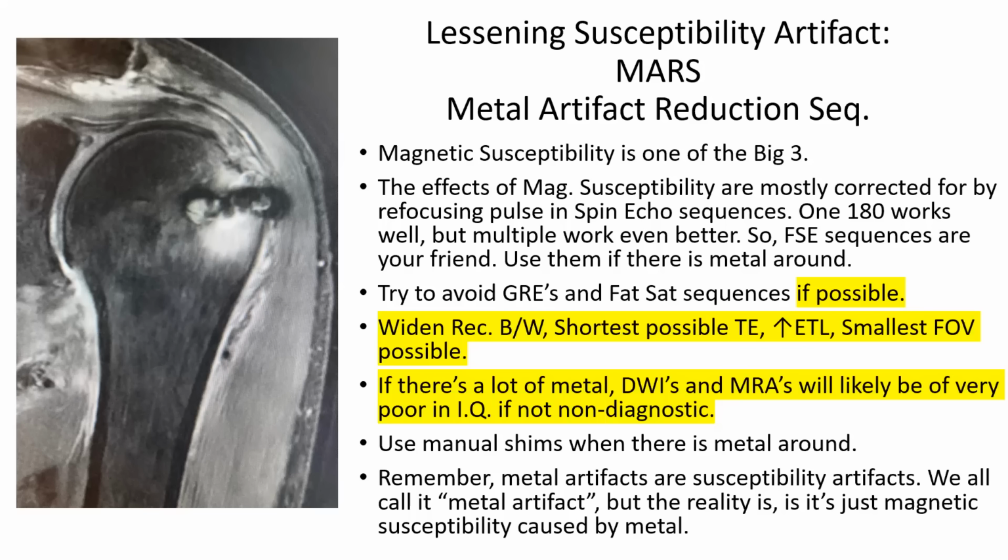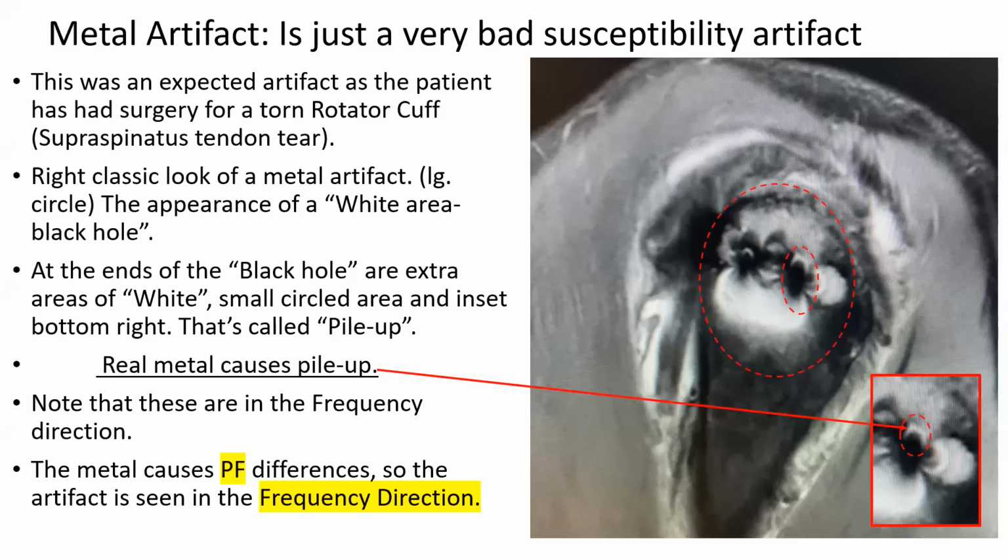So over on that oblique coronal of the shoulder, this person has had a rotator cuff repair, and there's some metal in there. There's not much you can do about it except to try the MARS artifact. Try to stay away from gradient echo and DWIs if you can, and fat sats. That's going to really mess up the fat sat and DWI. So metal is really not much more than a bad susceptibility artifact.